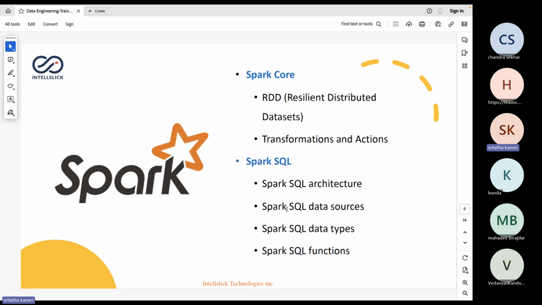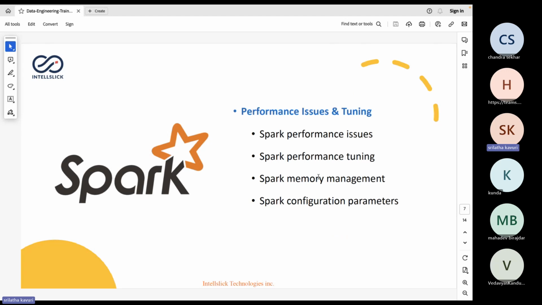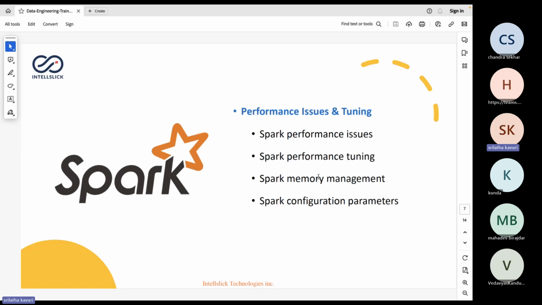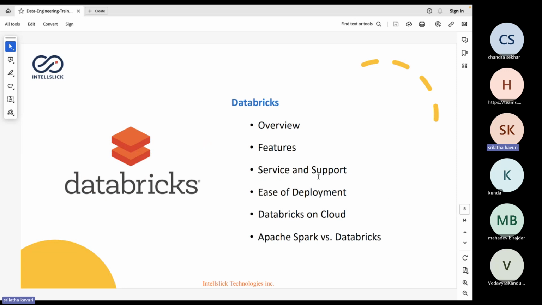Once we are done with Hadoop, we'll get into Spark. Within Spark, we will go into great detail on the Spark core elements and how Spark SQL works. Then we'll look at the different kinds of performance issues we get on a day-to-day basis, and how we do tuning. And then we'll get into what exactly Databricks is. Within Spark, we have Apache Spark, which is completely open source, and Databricks Spark, which is more vendor oriented. Databricks is one of the vendors for Spark. We'll see both of them.